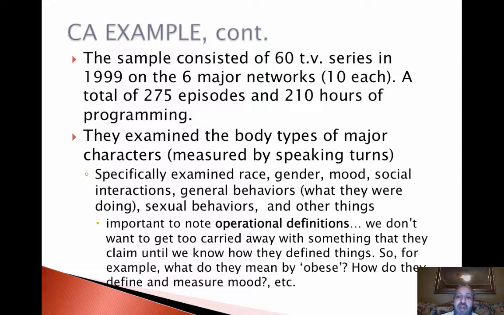But it gets more complicated with something like mood. How are you going to measure mood? How do you know anger when you see it? It might be something like, well, if a person yells, if they become visibly angry with an angry facial expression, like a scowl, that would count as anger. I'm just making this up, but it's up to you. But you have to figure out how you're going to measure these things.